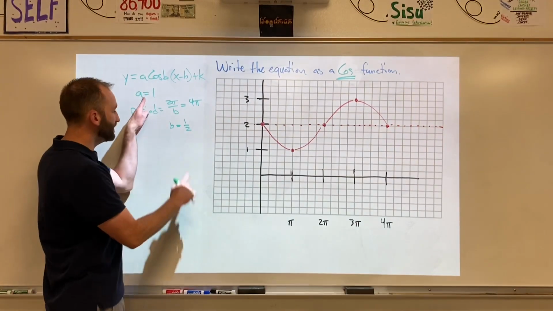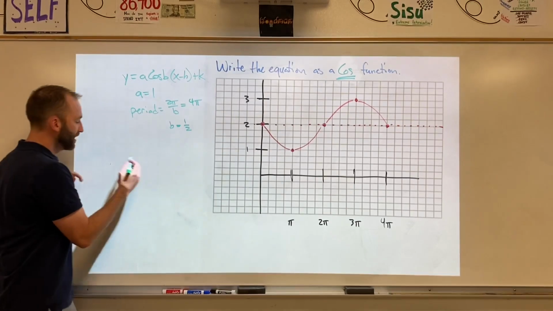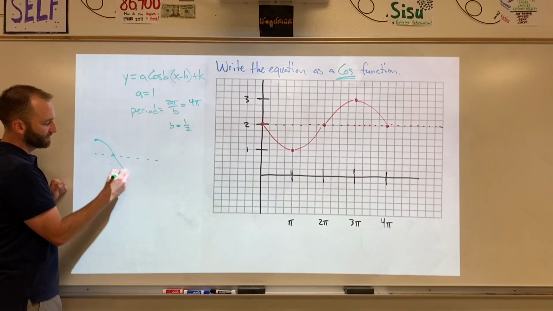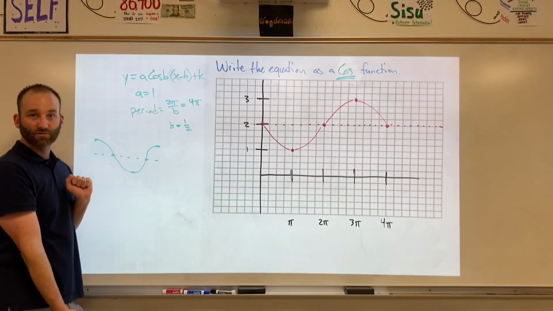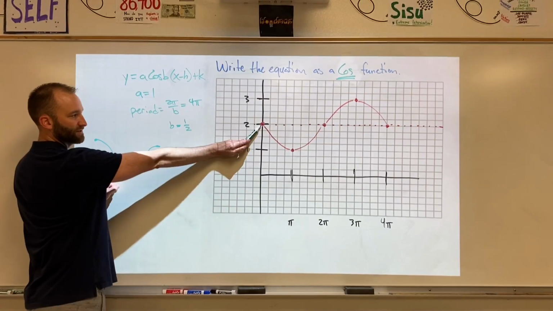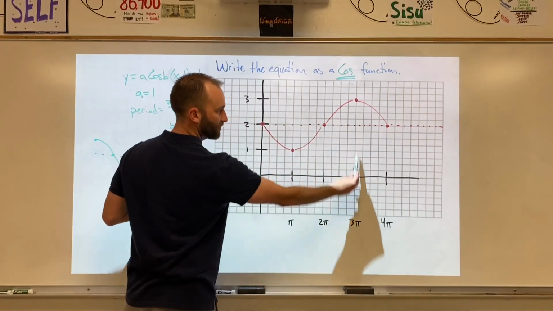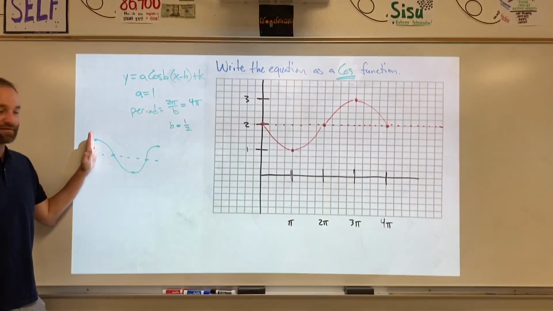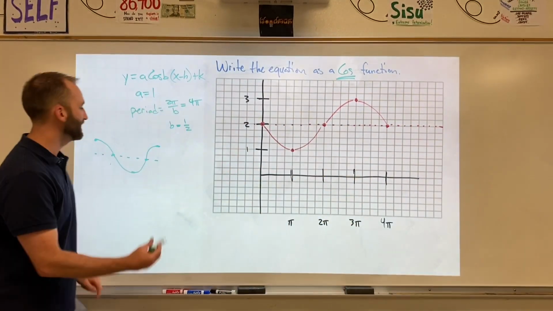So I've got my a value, I've got my b value. Let's see how this thing is shifting. Remember, a cosine graph starts at the top of the hill, goes to the middle, to the bottom of the hill, back to the middle, and then back to the top. That's one cycle or period. This one doesn't start at the top of the hill. It's in the middle. The top of the hill is way over here at 3 pi, which means the original OG cosine graph is getting shifted to the right a distance of 3 pi. That's my h value.